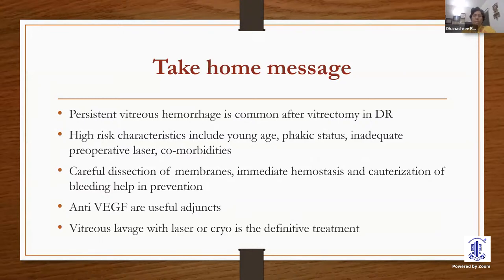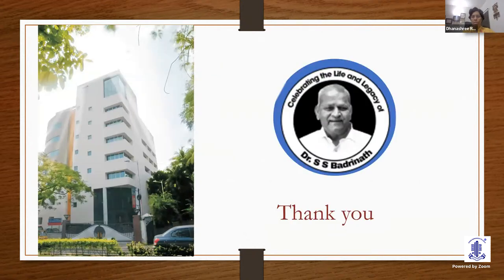So the take-home message is persistent vitreous hemorrhage is common after vitrectomy, especially for diabetic retinopathy. The high-risk characteristics include young age, phakic status, inadequate preoperative laser, and comorbidities. Careful dissection of the membranes with immediate hemostasis and cauterization of the bleeding will help in prevention. Anti-VEGFs are very useful adjuncts and should be used whenever necessary. And the vitreous lavage with laser or cryo is the definitive treatment in such situations. So thank you very much for your kind attention.